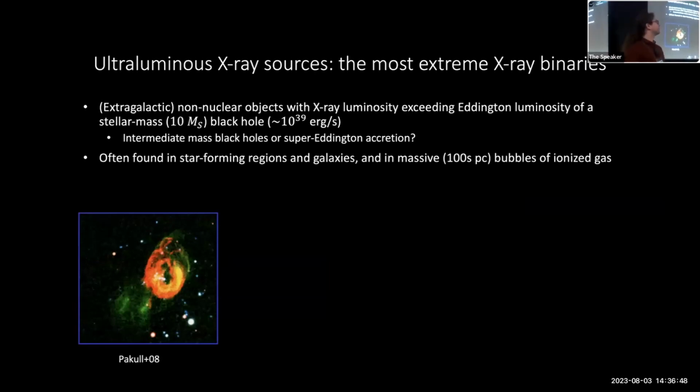And also, many times they're located in massive bubbles of ionized gas, hundreds of parsecs large. I'm showing an example on the left, which is a bubble around the famous ULX called Holmberg IX X-1. And the existence of these bubbles suggests that the luminosity of these sources is not very highly beamed. And in fact, the very high luminosity is real.